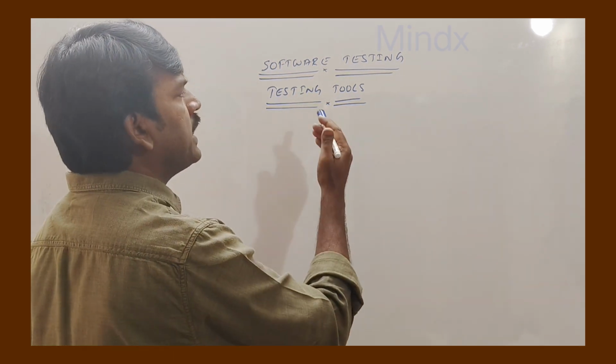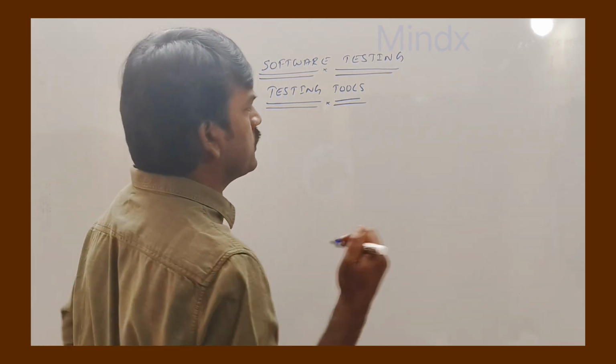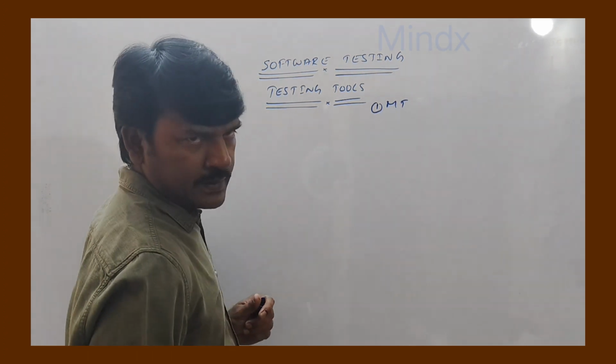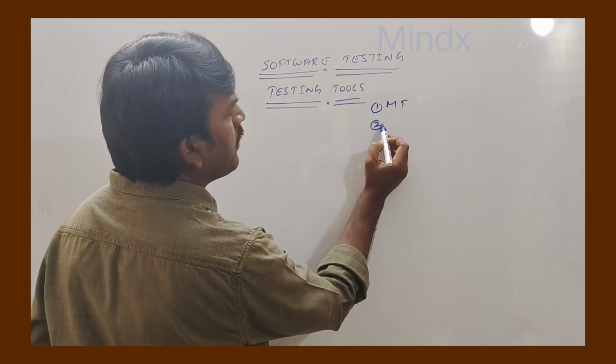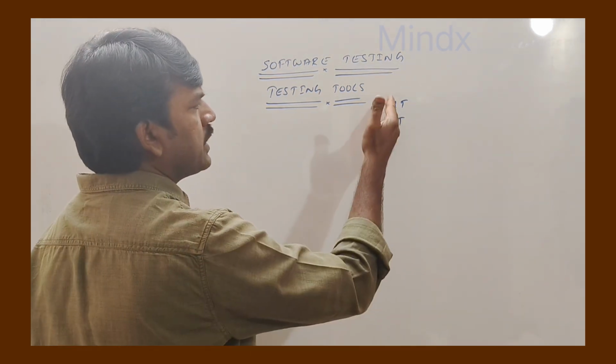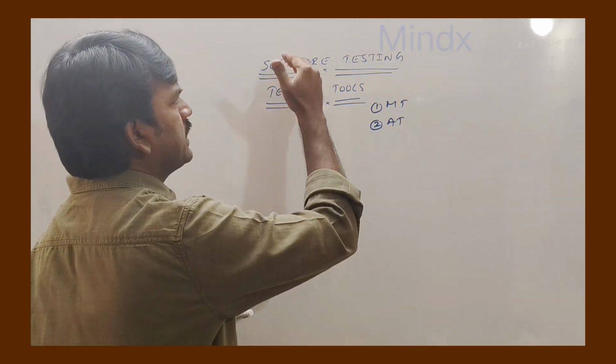What are the tools used to test software? There are two tools. One is manual testing. Another is automation testing. So these are the two tools for testing the software.